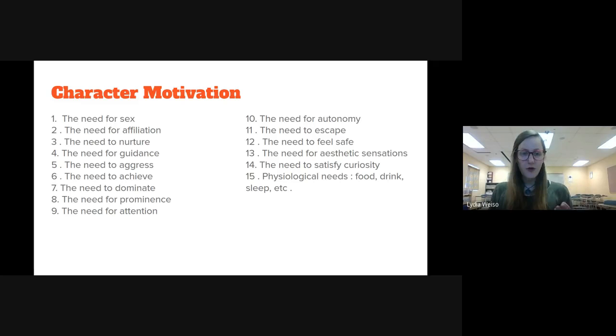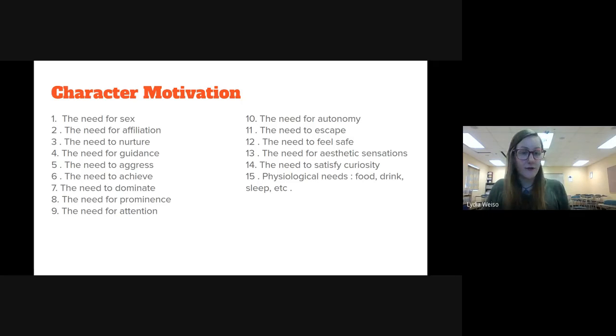So again, if you notice, a lot of these seem very similar. Like, what's the difference between the need for guidance and the need to feel safe? What's the difference between the need to aggress and the need to dominate, right? Those differences are subtle, but they are there. The need to aggress is just the need to get in a fight, but the need to dominate would be the need to win that fight.